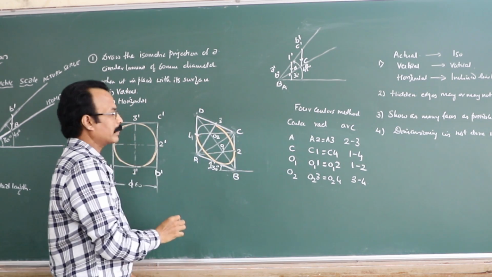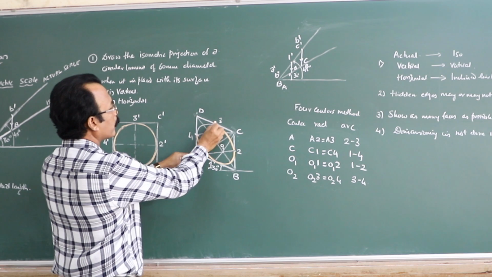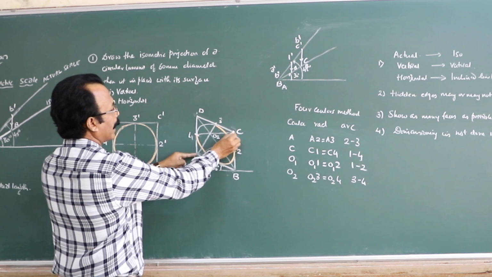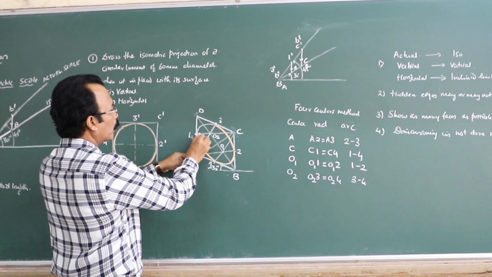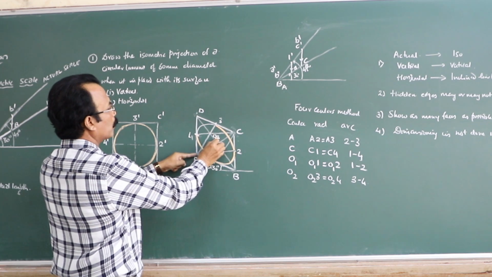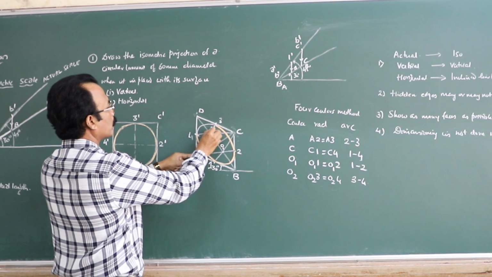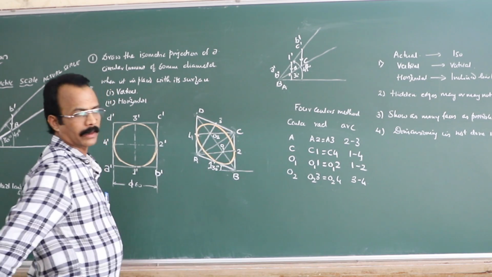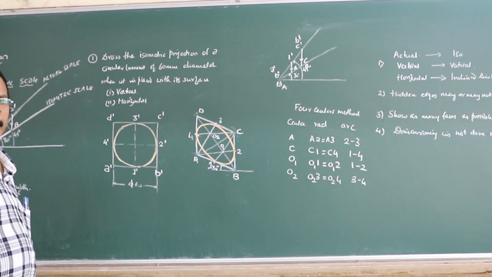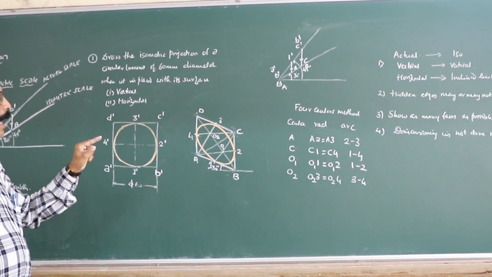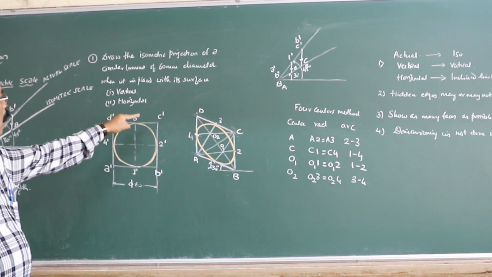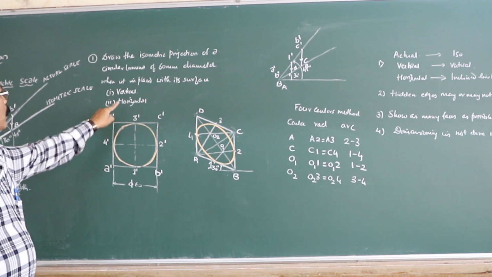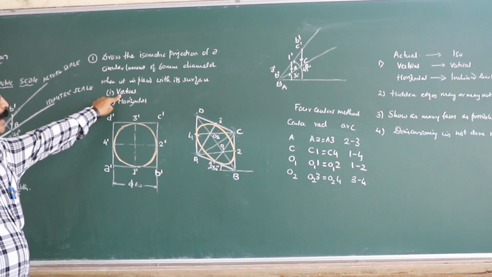Similarly, connect A to the opposite midpoint 3 and C to the opposite midpoint 4, you will get another center O2. With O2 center, O2 3 or O2 4, draw this part of the ellipse there. So this is the isometric projection of a circular lamina when the lamina is vertical there.